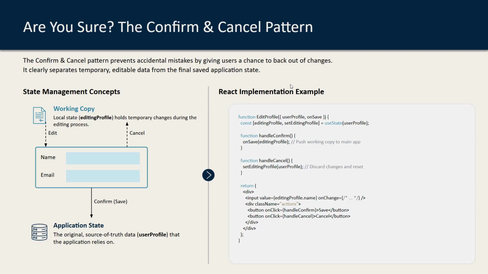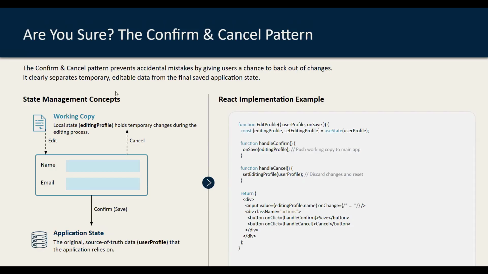The original user profile would stay unchanged in the main application state until the user clicks save or confirm. If the user confirms, we would push the working copy into the main application state, and that would be the current user profile that we have at the moment. If the user clicks cancel, we discard the temporary changes and we could just reset the form back to its original version.